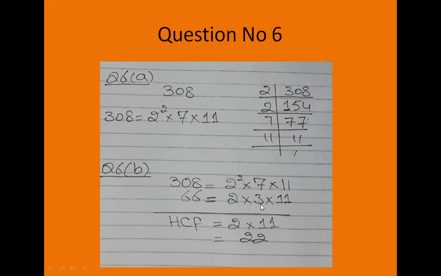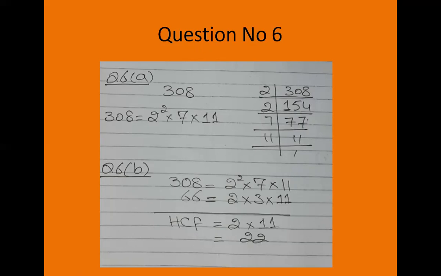66 is 2 into 3 into 11. So I will draw a line here. HCF you want to find out. In the HCF, we only take those factors which are common in both the numbers, and we take the smaller power of the common factor.